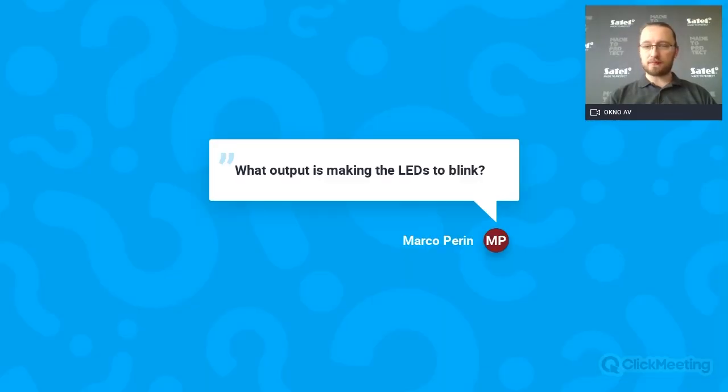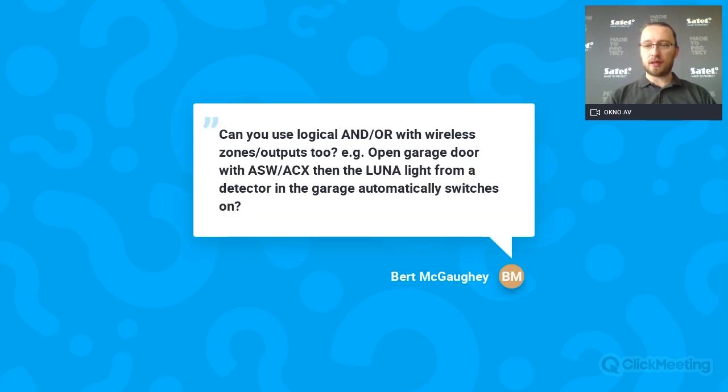Alrighty. Next question. Good. Can you use logic AND and OR with wireless zones and outputs too? Yes, you can. And it doesn't matter if it's on the zone or on the output, you can always do it. Doesn't matter how, you can always do it. Just do this part. And yeah, you can use it as much as you want. So yeah, yes, you can.